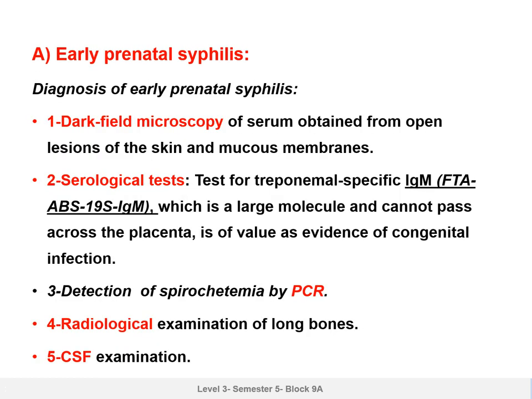Early perinatal syphilis is diagnosed by dark field microscopy and serological tests. Very important to know, as we spoke before, FTA-ABS 19S IgM, a treponemal specific antibody, is a large molecule and cannot cross the placenta. The IgM does not cross the placenta; however, IgG can cross the placenta. So the specific IgM FTA-ABS 19S IgM is evidence of congenital infection. Also detection of spirochete by PCR, and CSF examination.